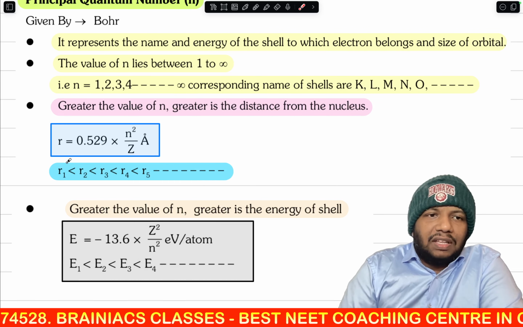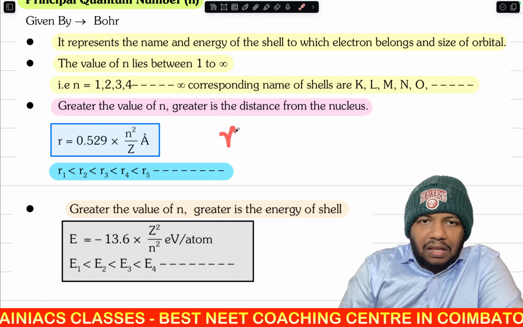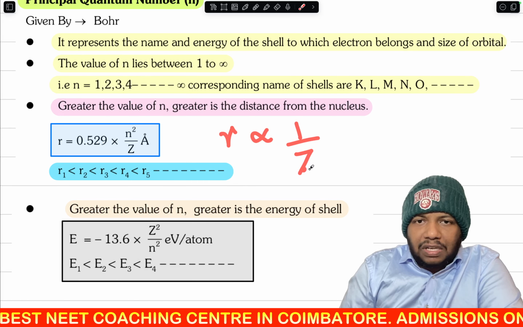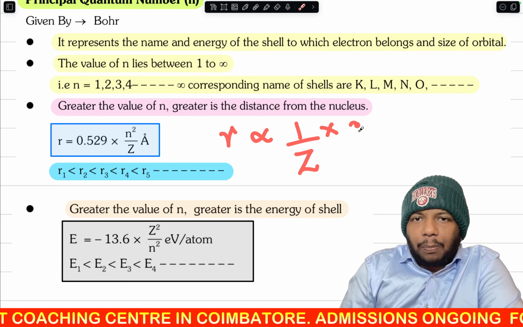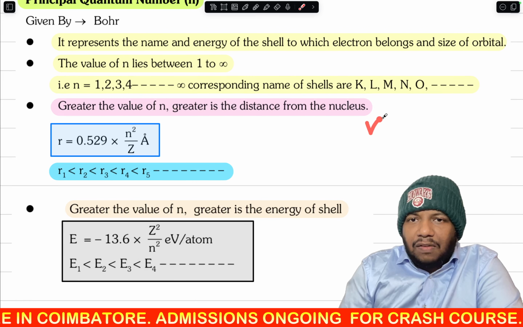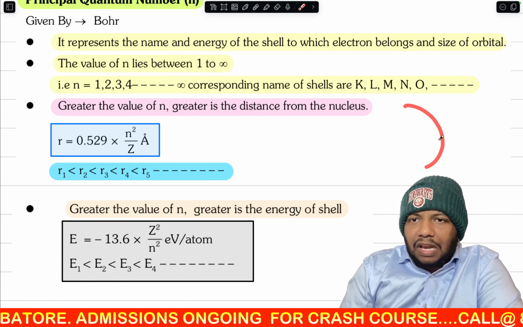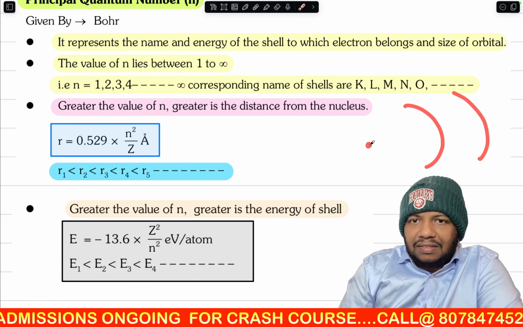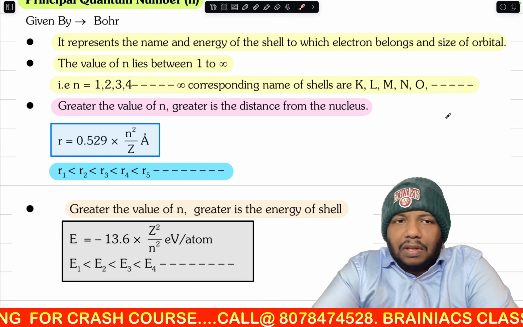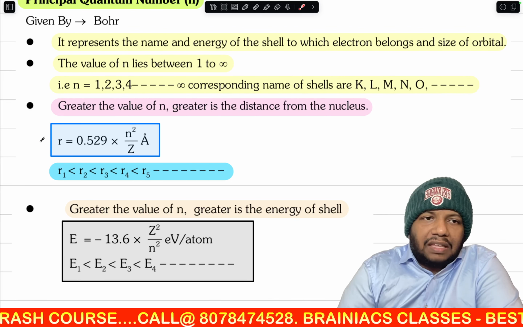The radius r is inversely proportional to the atomic number Z and directly proportional to n square. It's correct, right? Because if the n value is increasing, the orbit number is increasing and its distance, or radius, from the central nucleus is also increasing. That's why we have a relation like that.